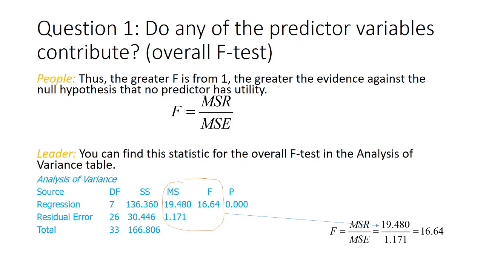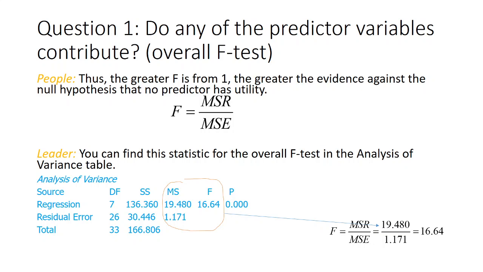So therefore, the greater F is from 1, the greater the evidence against the null hypothesis that no predictor has utility. So that's the statistic we're going to use. And nicely, we can find the statistic for the overall test in the analysis of variance table.